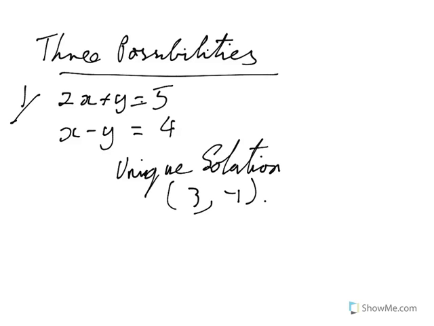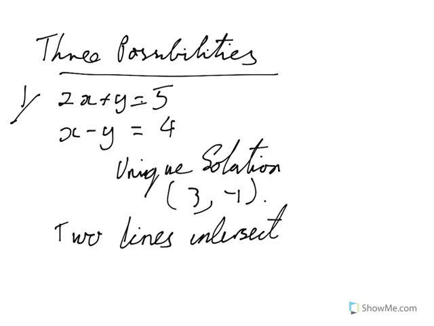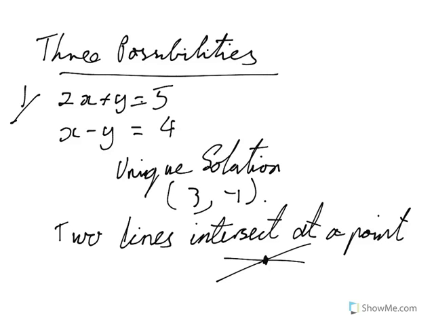So what does that mean? What that means is that we have two lines that intersect at a point. All right, so two lines and they intersect at a point. All right, so that's the first possibility. So you get an answer.